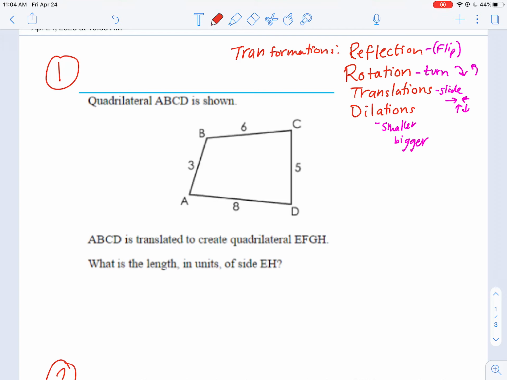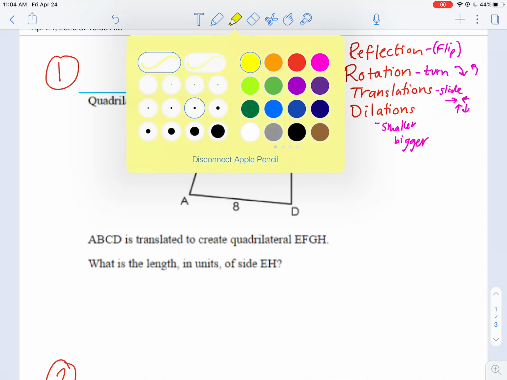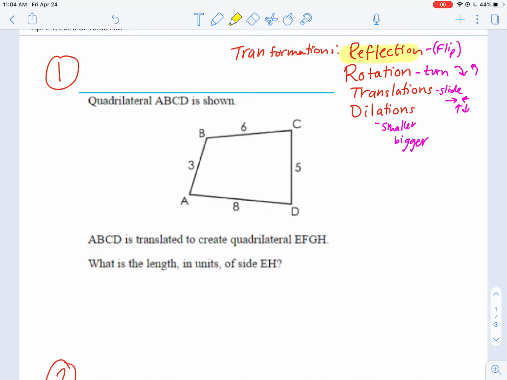The 4 transformations that you learned are reflection, which means to flip an object. Rotation means to turn an object. So we have reflection, which means to flip. Rotation, which means to turn or to rotate. Translation, which means to slide an object right, left, up, and down. And dilations make a shape bigger or smaller, okay?